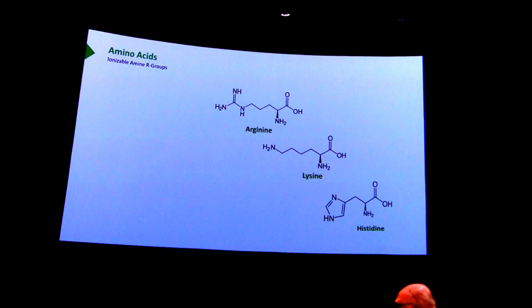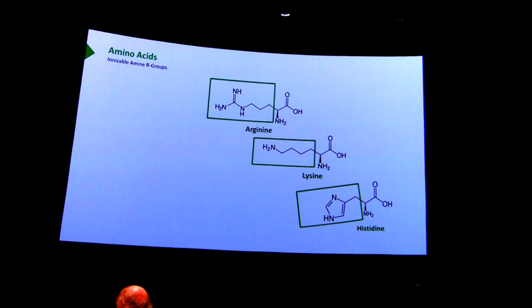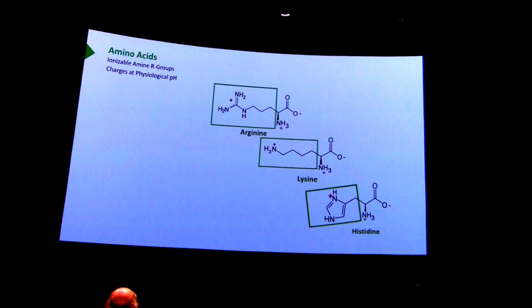Here are the amine-containing R group amino acids, arginine, lysine, and histidine. You can see their R groups there. And you can also see how they ionize at physiological pH. I tend to be lazy. I tend to just say amine plus charge. Because one of them has an NH plus charge, one of them has an NH3 plus charge, and one of them has an NH2 plus charge.